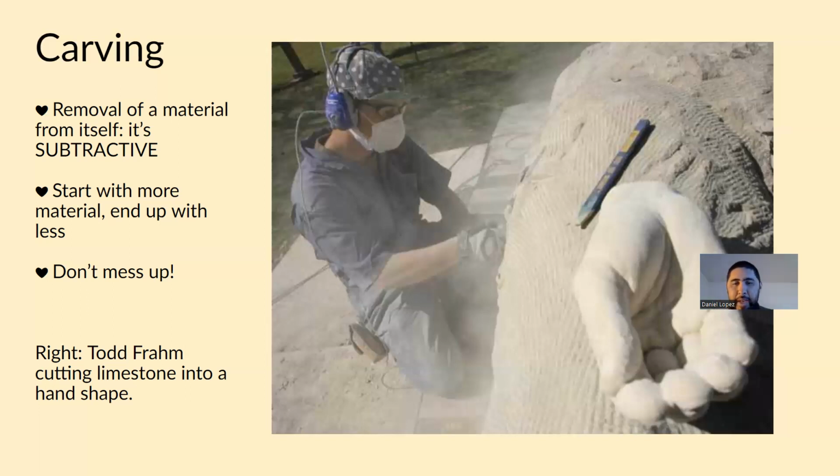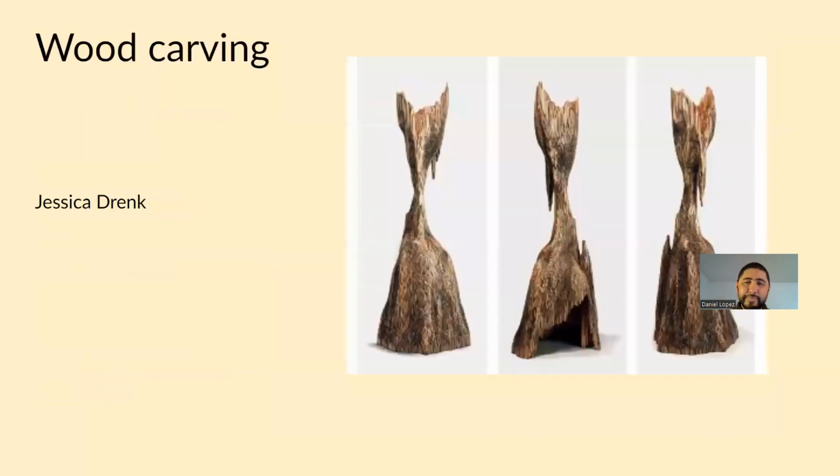So I saw this happen in real life. As you can see, he has a mask on before masks were cool in 2020, and also earmuffs that also had a radio in them. This is wood carving, obviously carving from wood. A subtractive process. Again, there is more wood, and then Jessica Drink cut wood away to make these forms.